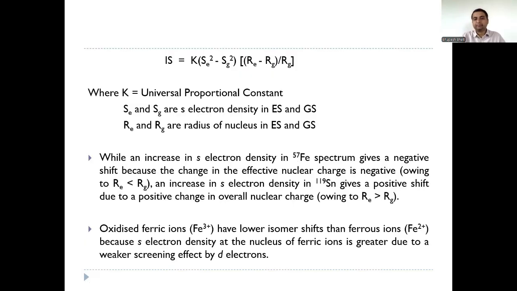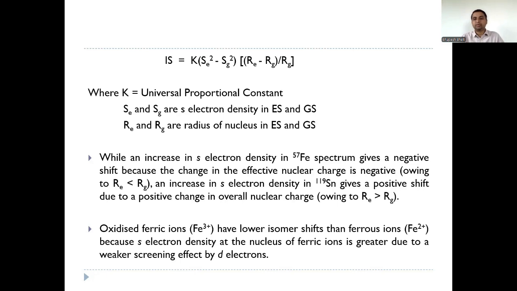Now you know that when we have 57Fe, as we have more s electron density, there will be shifting in the negative side, more negative side. But what will happen if we study the Fe+2 and Fe+3? So we know that in the case of Fe+3, the electron is removed from d orbital of Fe+2.